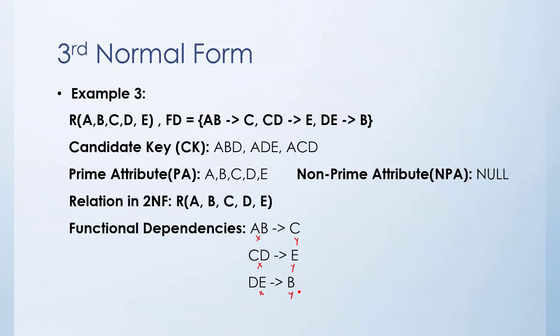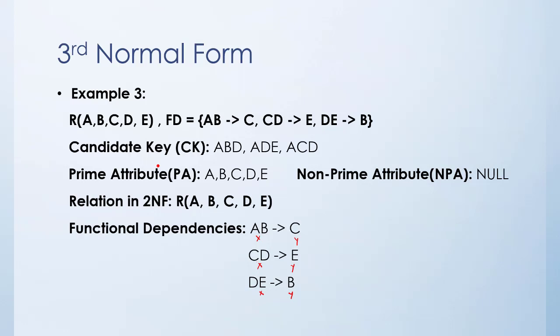So for the first functional dependency, is AB a super key? Obviously not. For the second functional dependency, is CD a super key? CD is not a super key. Similarly, DE, is it a super key? No, it is not a super key. Now let us take the third condition. So the first two conditions do not satisfy for any of the three functional dependencies present in the relation.